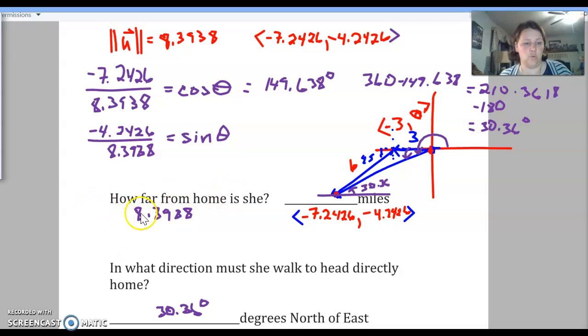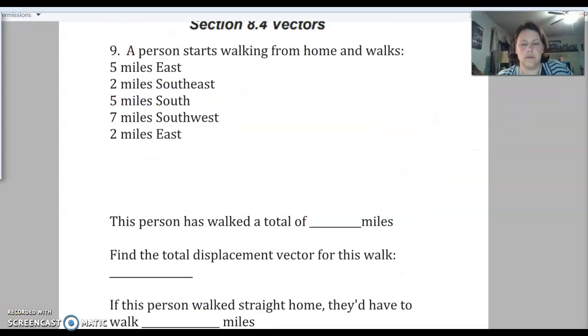Okay, one more example, and it'll probably take us the rest of the time. All right, example 9 is our last example for this assignment, but it is kind of a doozy. We have a person who starts walking from home and walks, and I'm going to diagram this all out the best that I can.